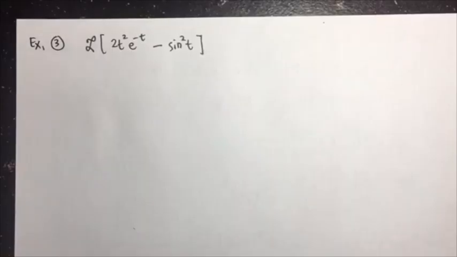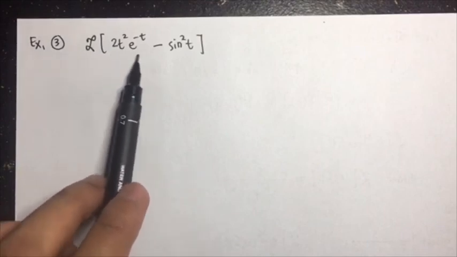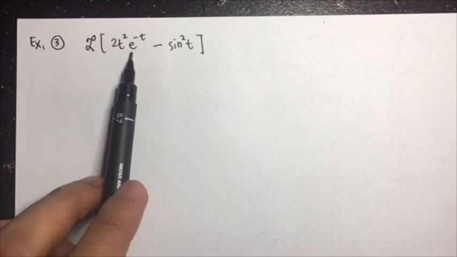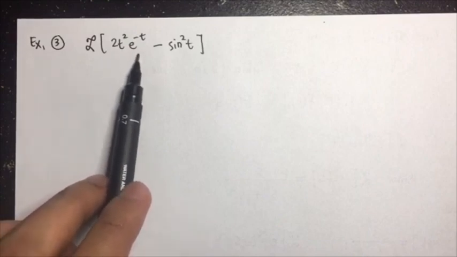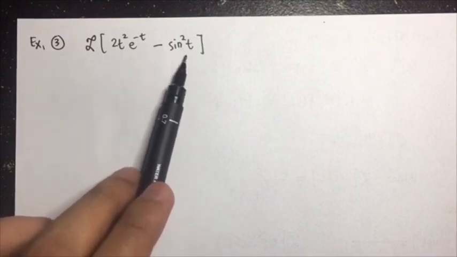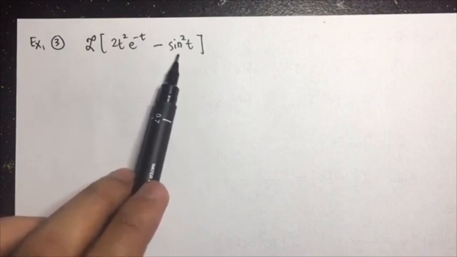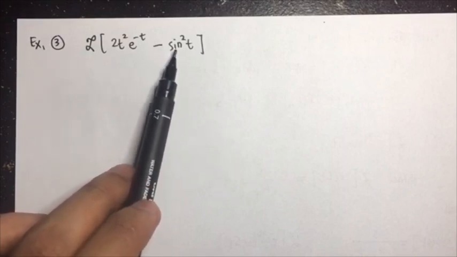Okay, so for our final example, find the Laplace transform of 2t squared e to the negative t minus sine squared of t. So for the first term, obviously we will be using this first shifting property. For the second, since it has no multiplier of e to the negative t, we will just take the Laplace transform of this using the ordinary way. But unfortunately we don't have the Laplace transform of sine squared of t.